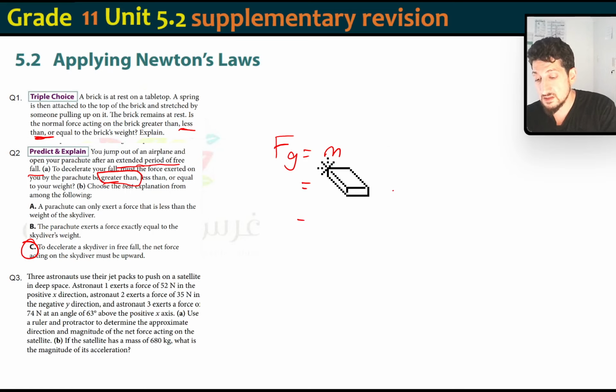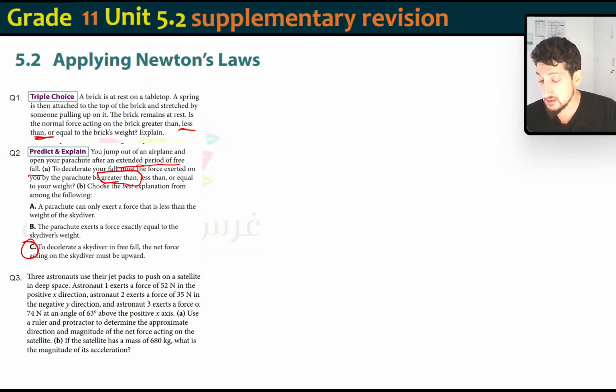Three astronauts use their jetpacks to push on a satellite in deep space. Astronaut 1 exerts a force of 52 newtons in the positive x direction. I'm going to draw the satellite. Here's the satellite. And there's 52 newtons in the positive x direction.